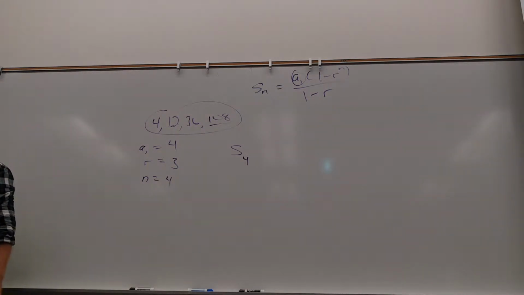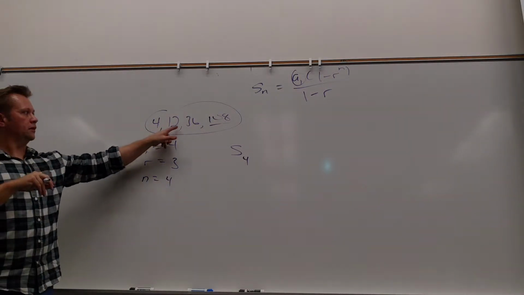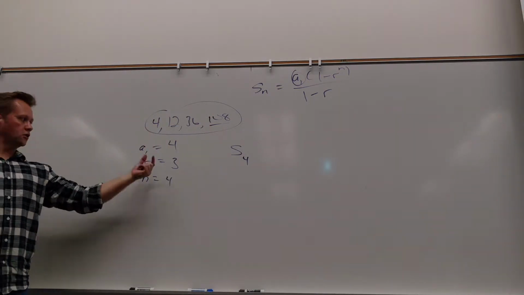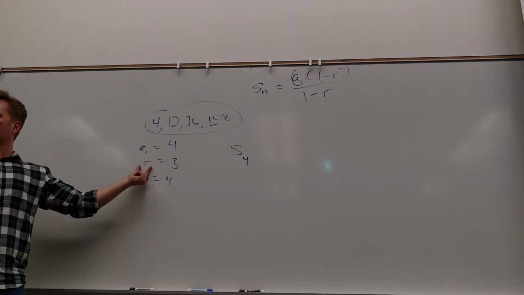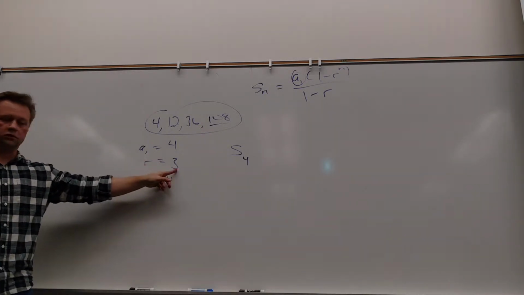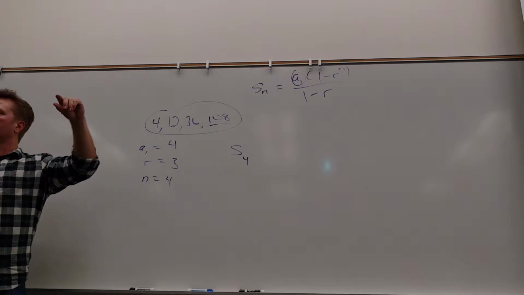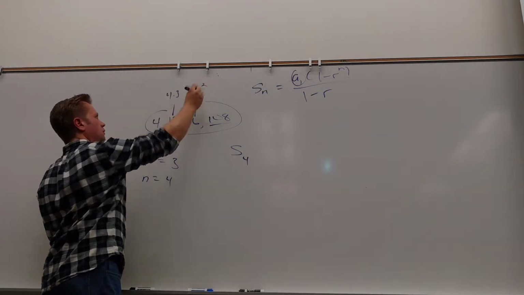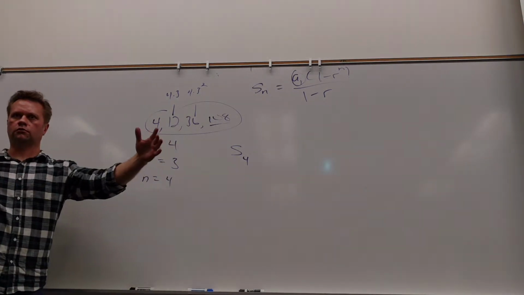Why is R 3? Because it is. What do I keep multiplying by? 3. There you go. That's why it's called R, because it's the common ratio. Just like D is how much I keep adding for an arithmetic sequence, R is what I keep multiplying by for a geometric. This is 4 times 3. And this is 4 times 3 squared. And so forth. Cool.